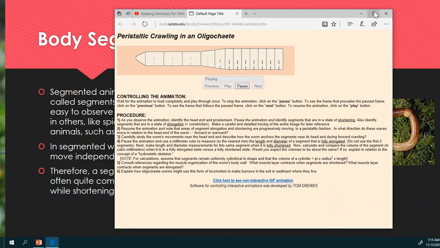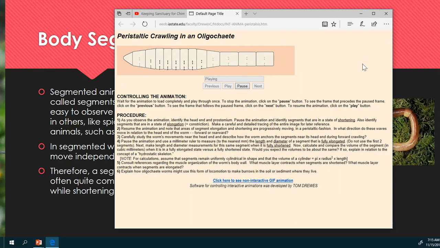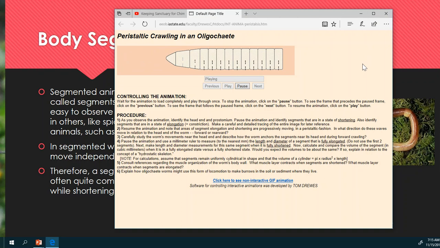And here is a picture or a representation of that, elongating some segments and shortening others.